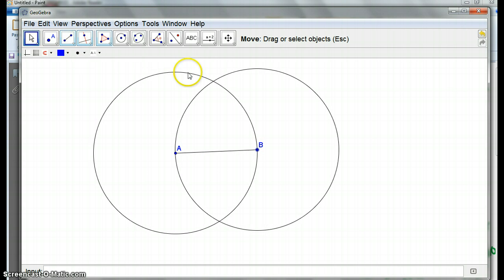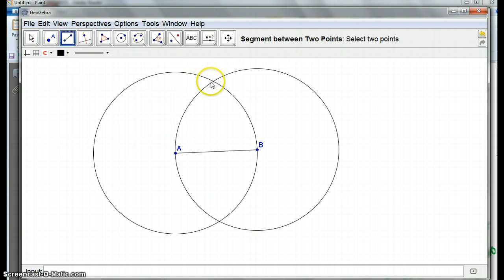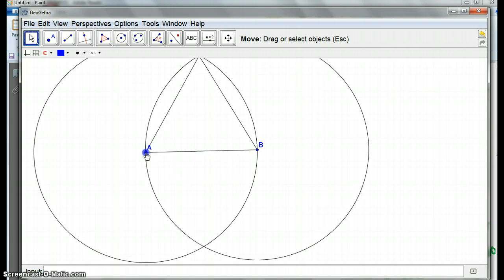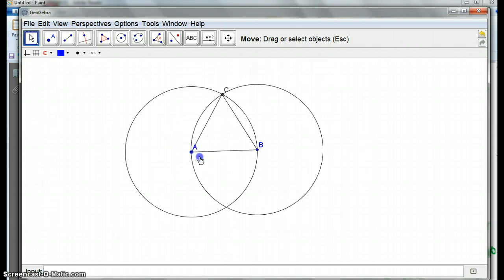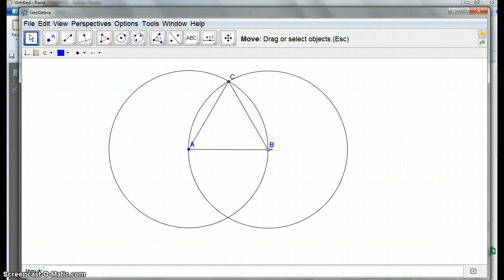Now I'm going to get hopefully that point of intersection there to there and there to there. I'm just going to test that I've actually got that point of intersection by moving that. Yep, okay. Now, who can tell me what type of triangle that is?